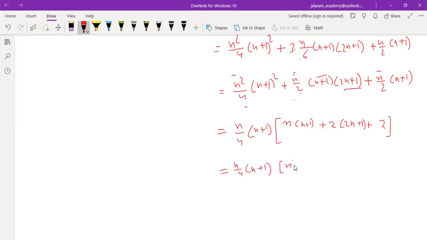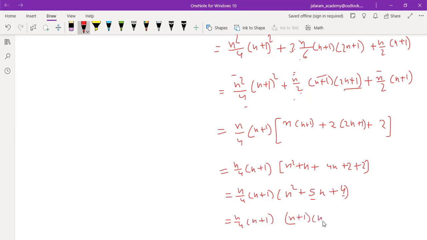n into n plus 1 is n square plus n, plus 2 into 2n plus 1 is 4n plus 2, again equals n by 4 into n plus 1 into n square plus n plus 4n, 5n plus 2 to the 4. We should factorize it if we can. So we know that 4 ones are 4, 4 plus 1, 5, so its factors are n plus 1 into n plus 4.